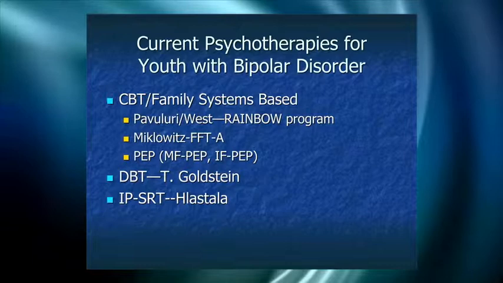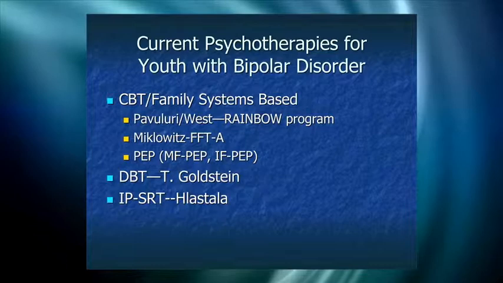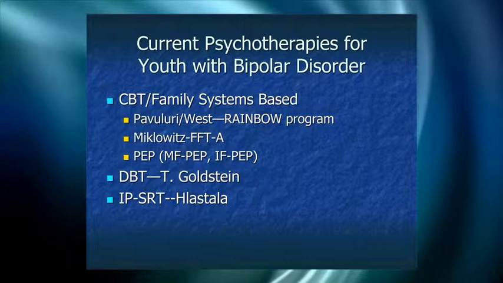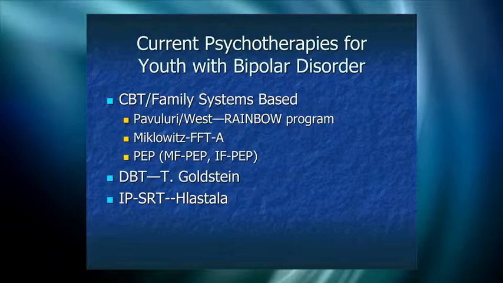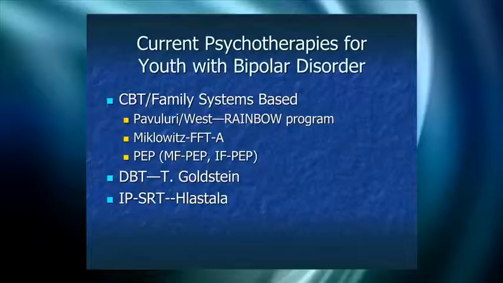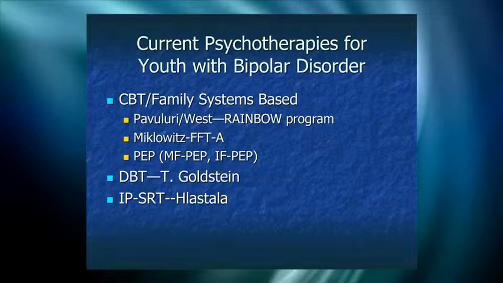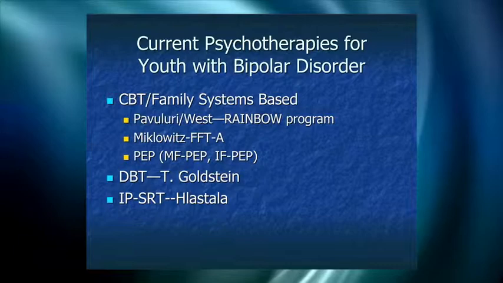Really quite a bit. CBT and family systems-based interventions have been the most tested. I'm going to talk with you some about the work of Pavuluri and West and the Rainbow Program. Dr. Miklowitz has the family therapy program to which I referred earlier. And then we have PEP, psychoeducational psychotherapy, both in a multifamily and an individual family format. Those of you who will be attending the workshop are going to hear all about MFPEP and IFPEP. Dialectical behavior therapy, Tina Goldstein and colleagues at Western Psychiatric Institute and Clinic, and then interpersonal and social rhythm therapy by Stephanie Hlastala at the University of Washington.